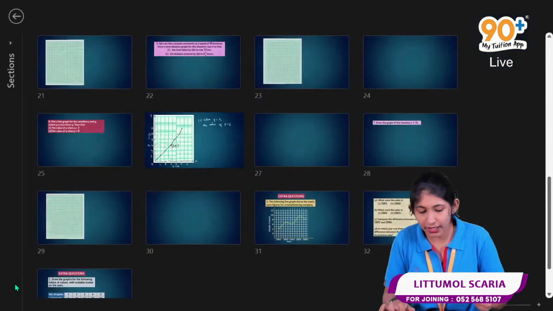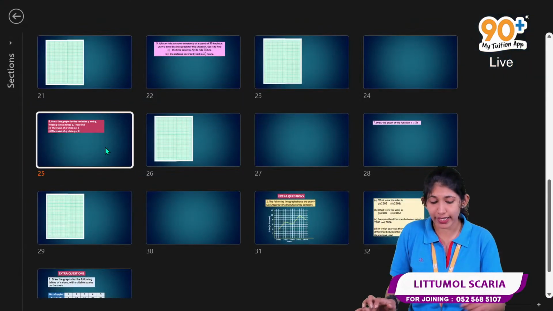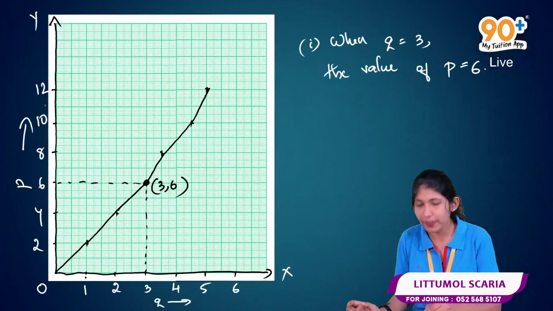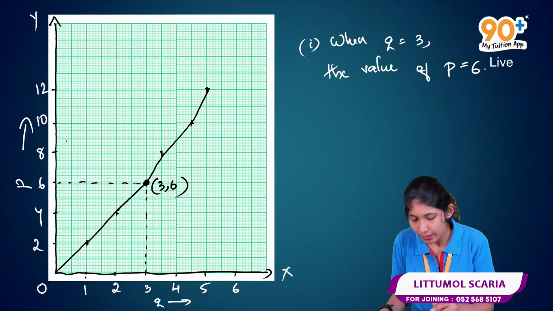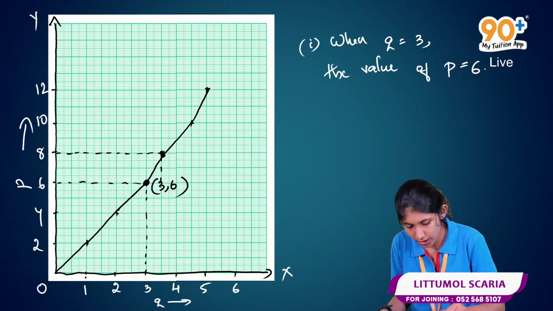Now the second part, value of q when p is equal to 8. So go to p. Where is your p? P is on your y-axis. When p is 8, from 8, start touching your graph. What is your q?